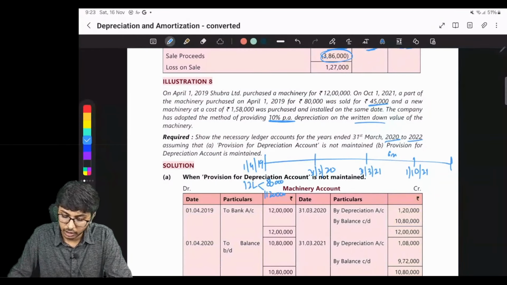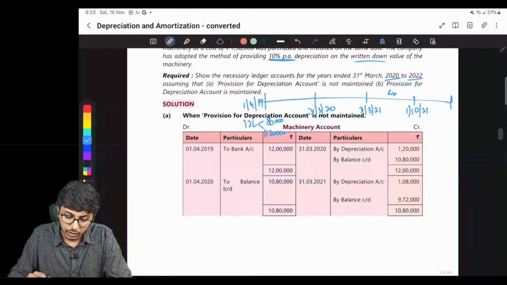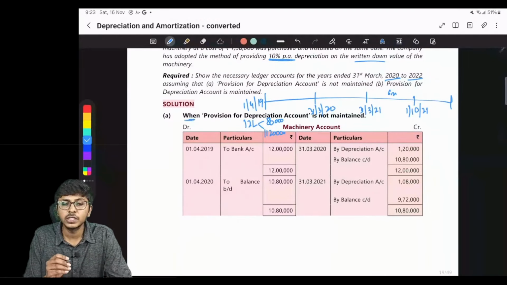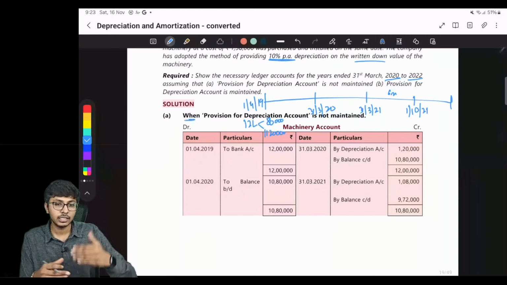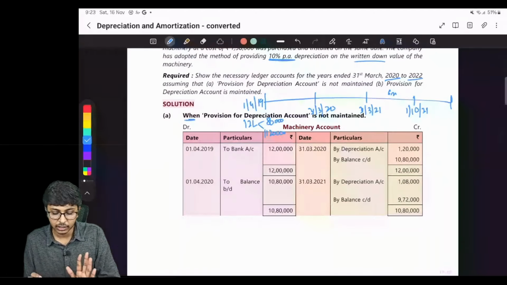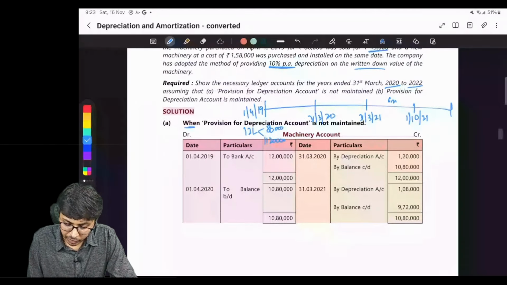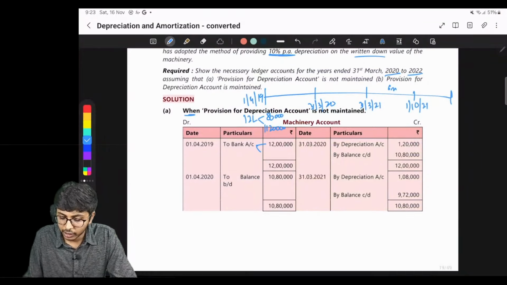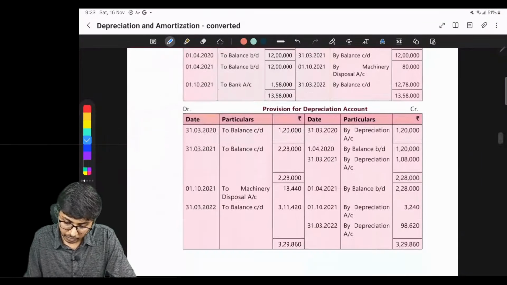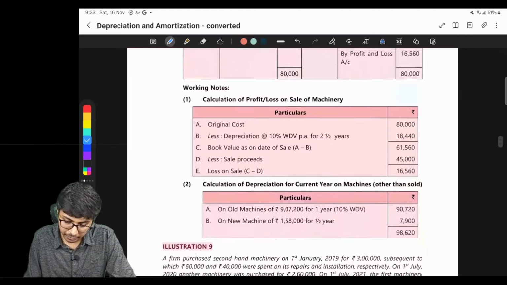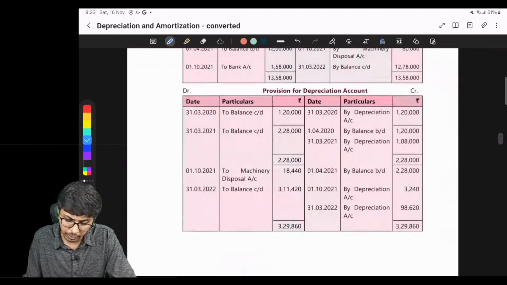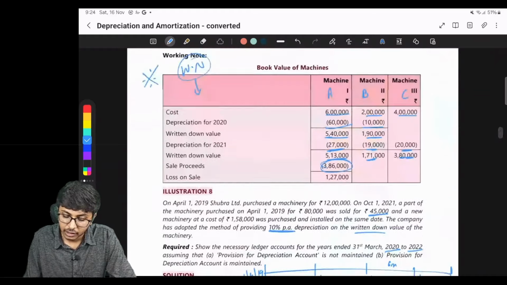So that is the timeline that we have prepared. So we will quickly see this solution. Provision for depreciation is not maintained, just like the previous one. It's very simple. Here again, you can keep it as two different assets, and we will calculate that working note. If they have not prepared it, you can prepare one in this fashion.